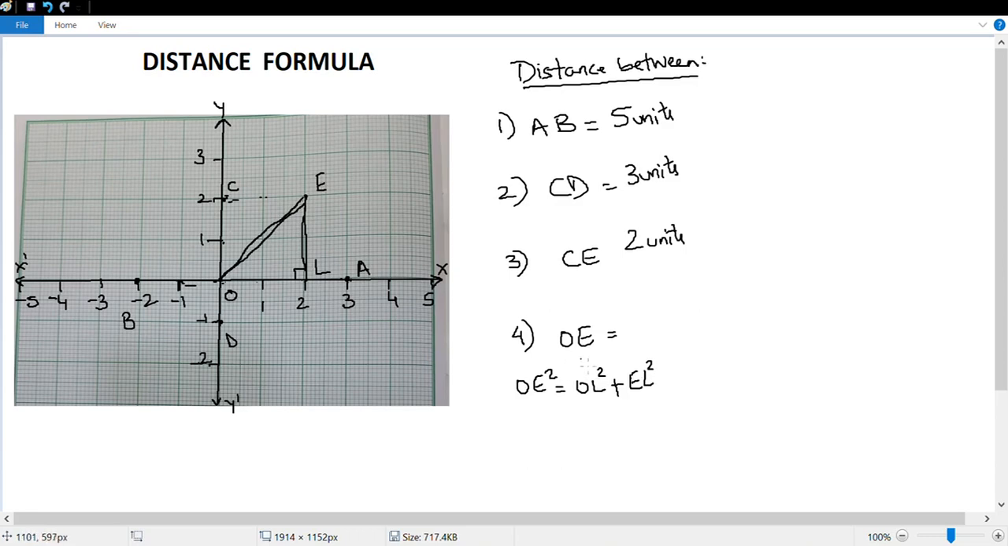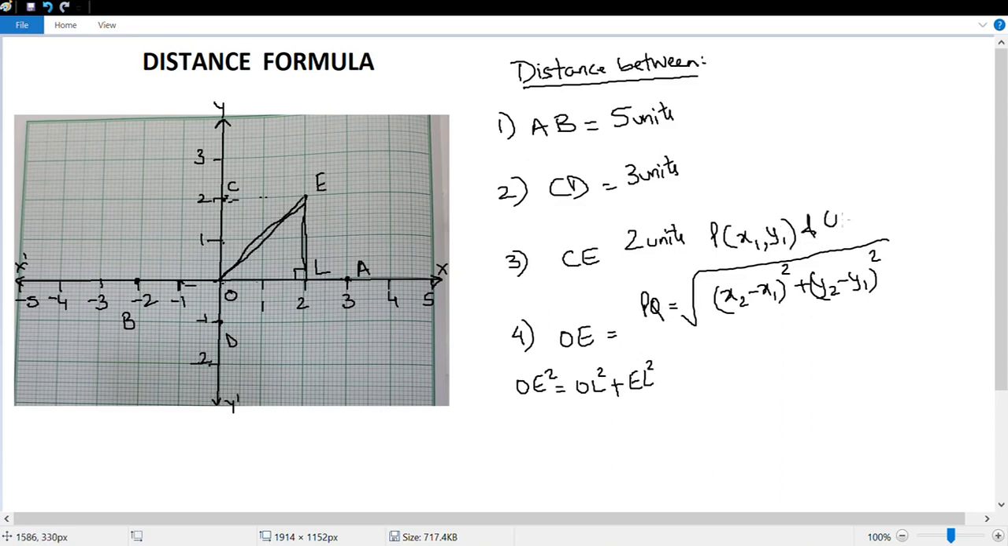So this is exactly the formula that we use for calculating distance, and the distance formula is the square root of x2 minus x1 whole square plus y2 minus y1 whole square, which means this is the distance between any 2 points. Let's say these points are P and Q, and P is x1 y1 and Q is x2 y2. So PQ is given by the square root of x2 minus x1 whole square plus y2 minus y1 whole square.